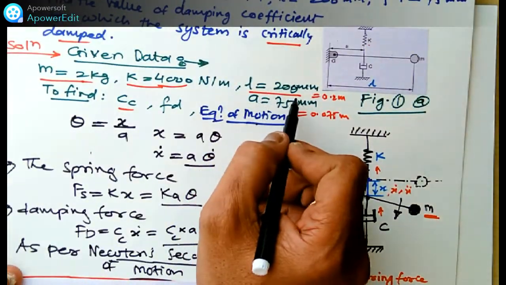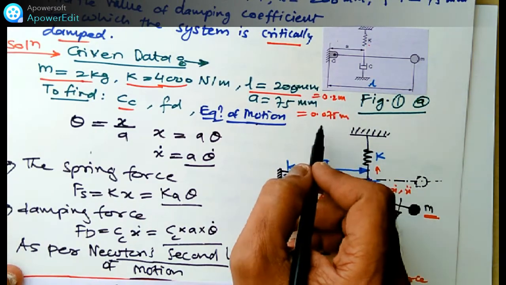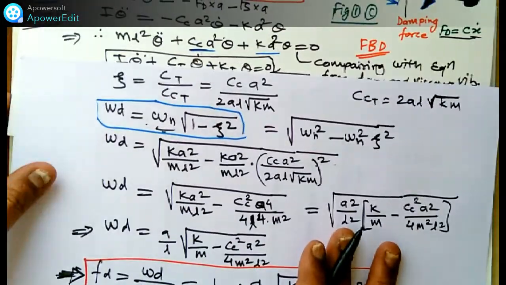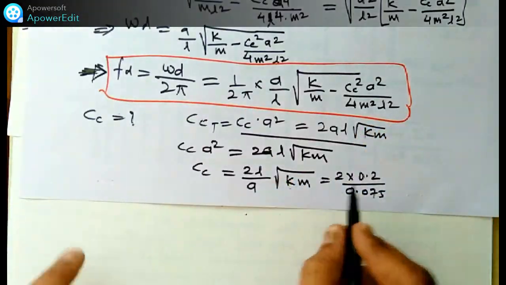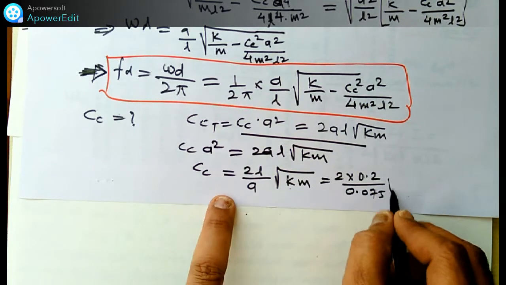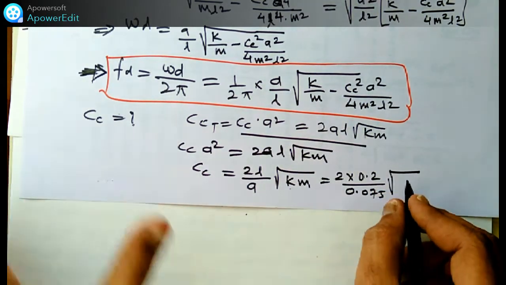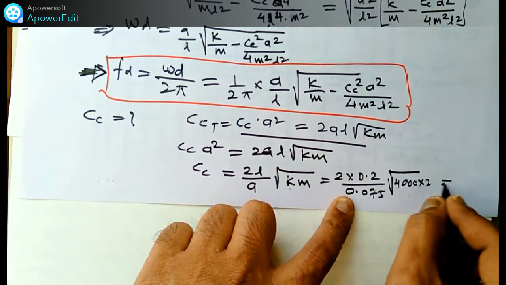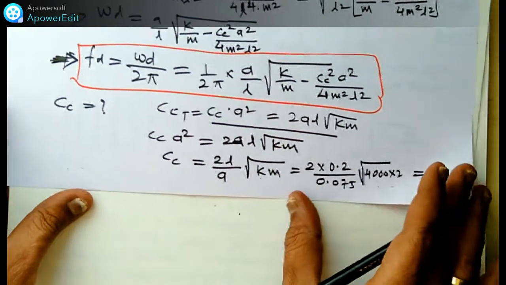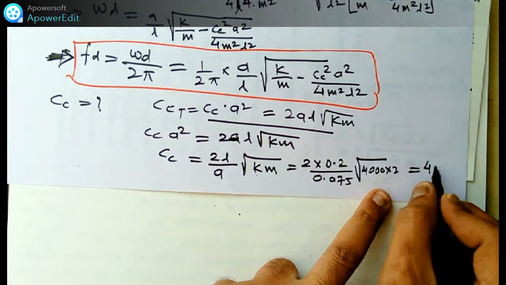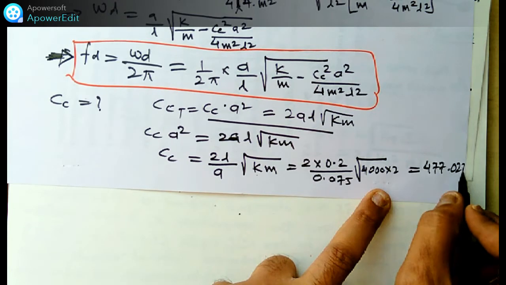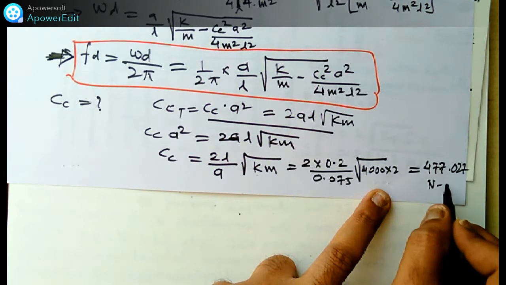So putting these values in this equation, and the value of K is 4000, given to you, and 2. So Cc becomes the value, I will write here, 477.027. That is in Newton second per meter. So this is the value of Cc, final, with the unit Newton second per meter.